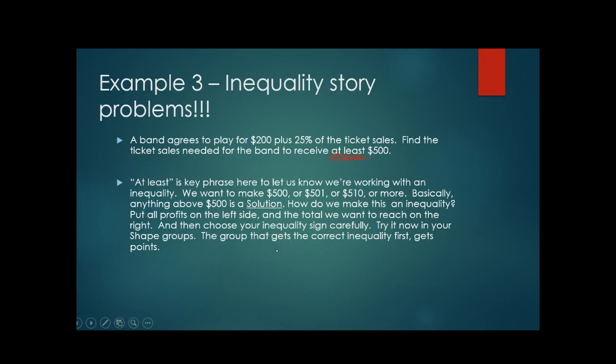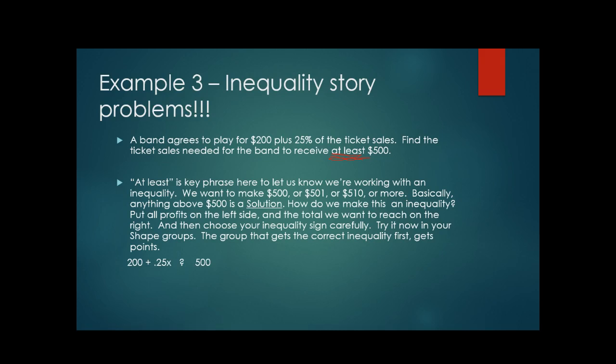We want to make $500 or 501 or 510. There's lots of different solutions. Anything above 500 is a solution. How do we make this inequality? Put all the profits on the left side and the total on the right. And then make sure you choose your inequality signs like we talked about. Make sure that you get it right.